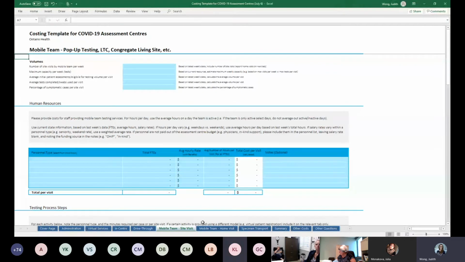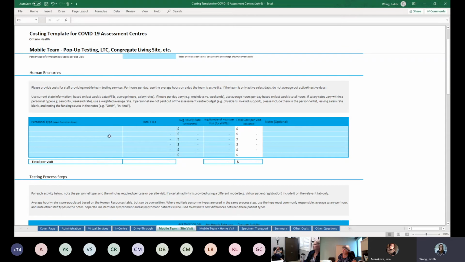Mobile teams. So mobile teams are a little bit different from in-center or drive-through. Instead of estimating the total cost per day for the mobile team, we're looking for the total cost per visit and the number of site visits by your mobile team per week. So your volume will be a function of your number of people seen per visit times your number of visits per week. And then the costs below are going to be estimated per visit, and then we'll multiply those by your average visits per week.